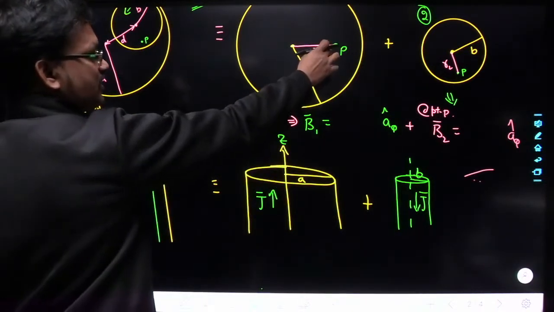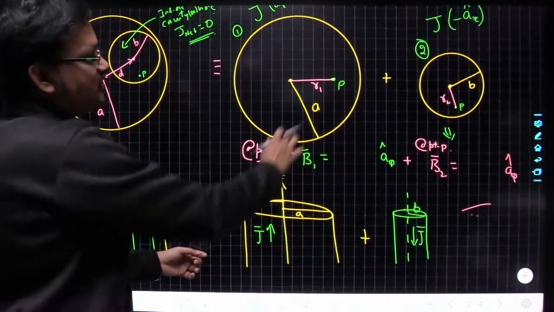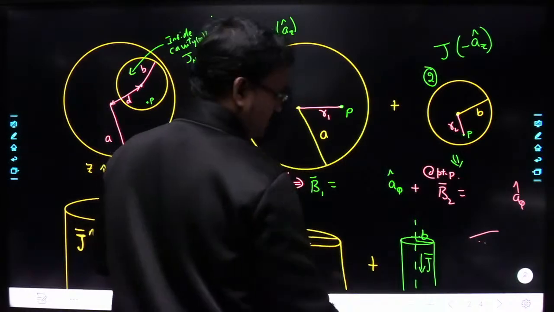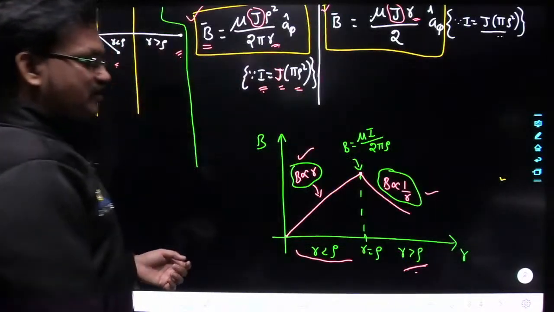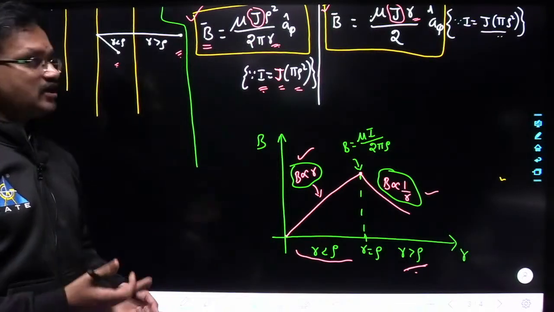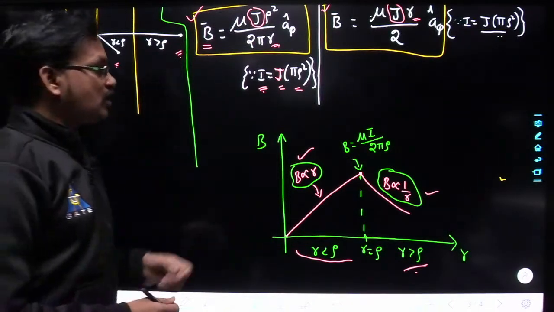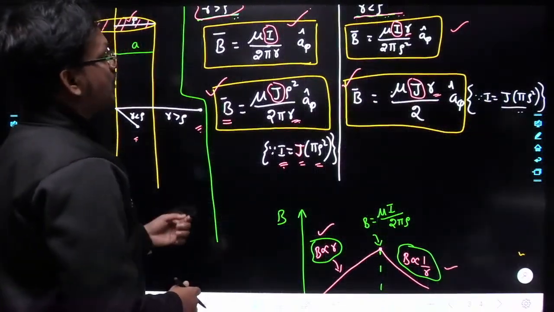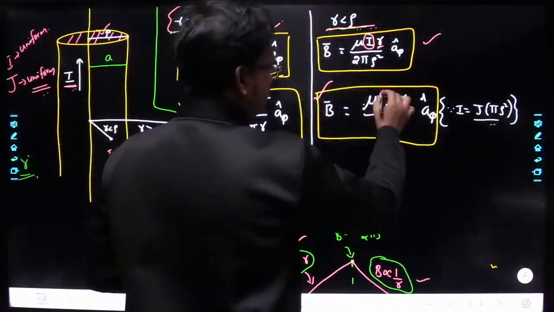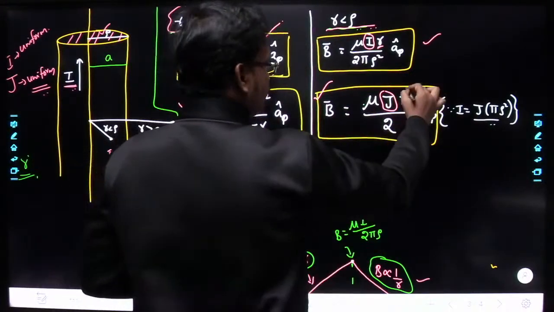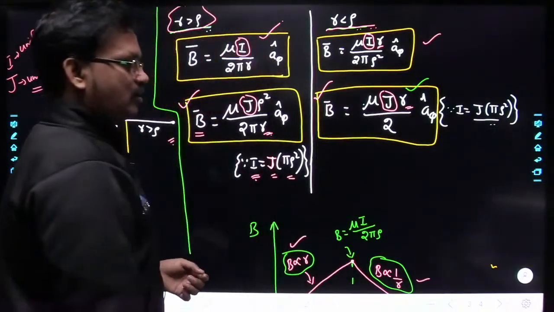So inside the cylindrical wire, what are the expressions we are having in terms of J? Because they have given the problem in terms of current density. So I am trying to write in terms of J only. Inside the wire, this is the expression we are having, right? So mu J R divided by 2.